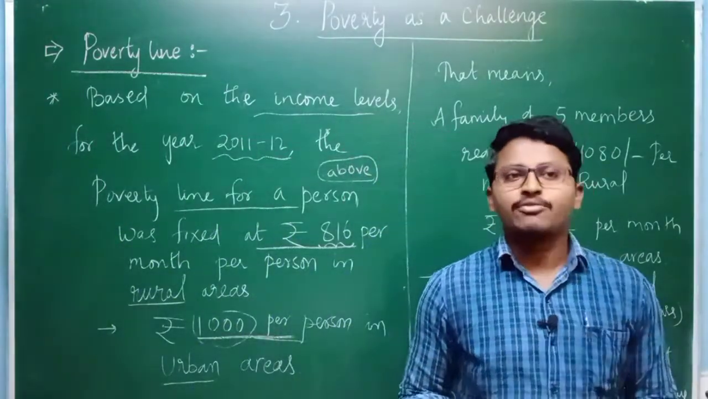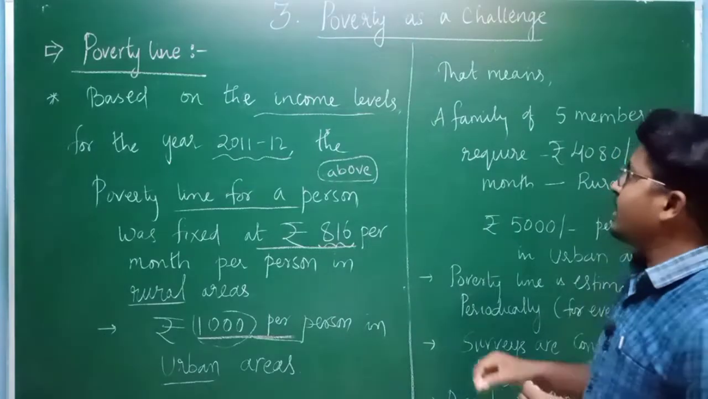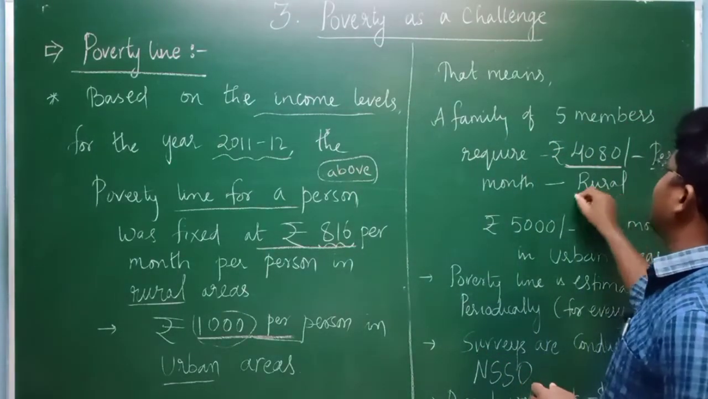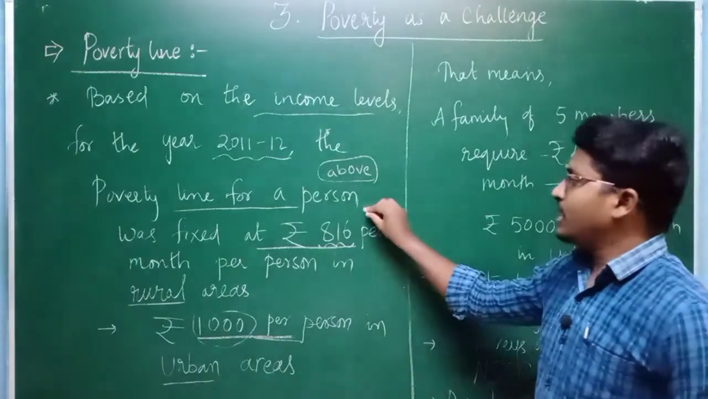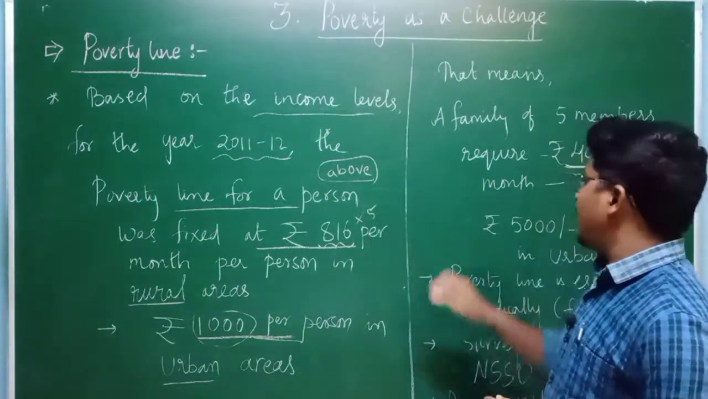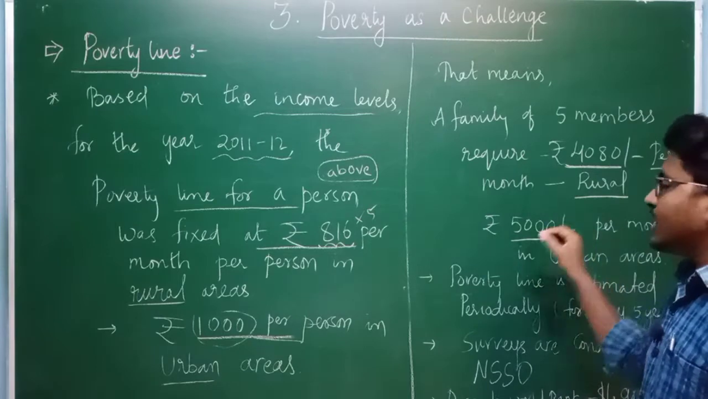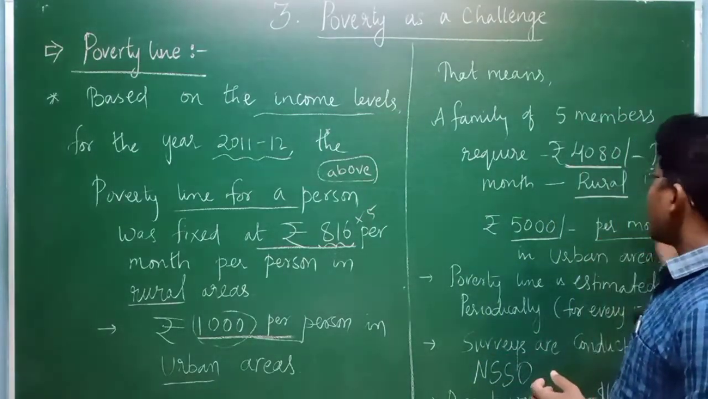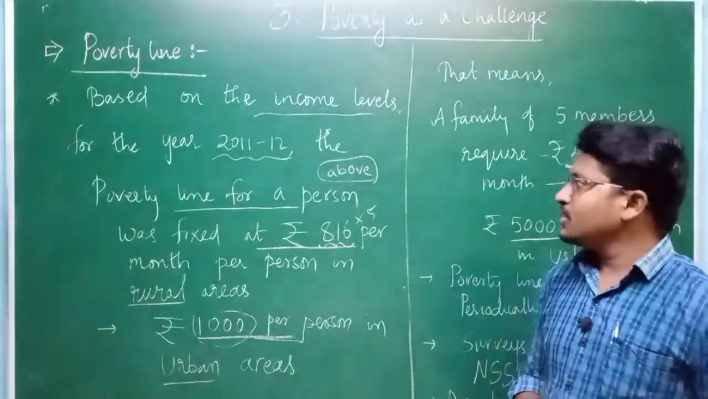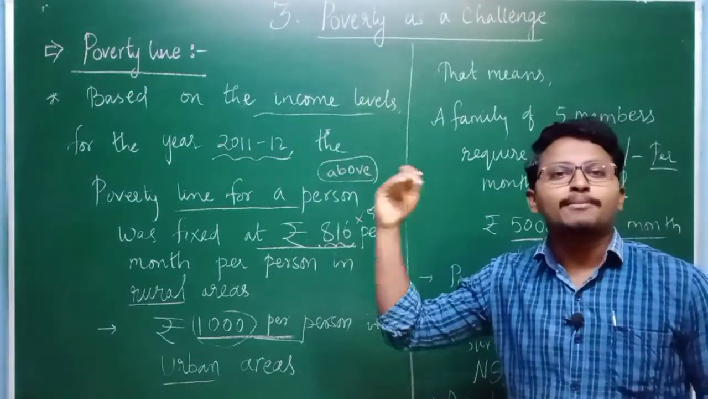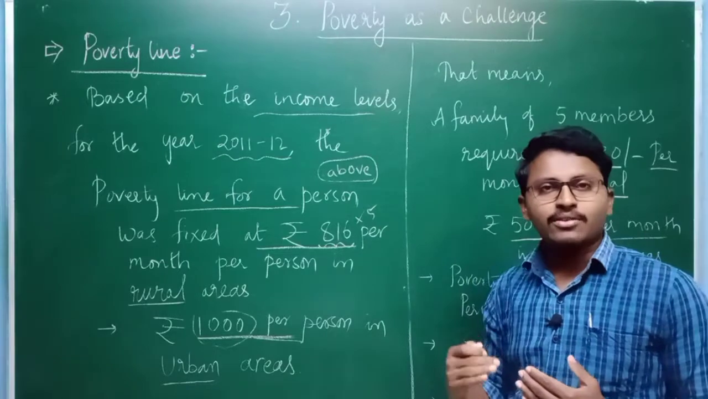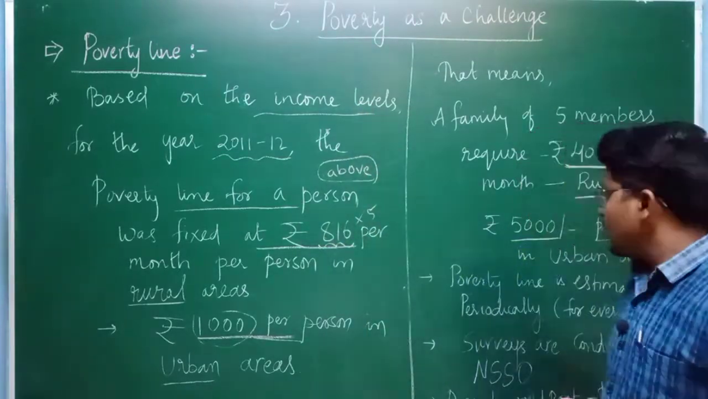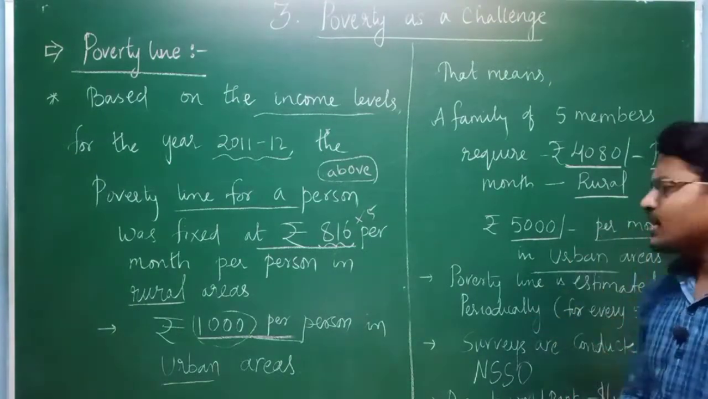Then if you take a family of 5 members, they require at least 4080 rupees per month in the rural areas. That means 816 into 5. In urban areas, they require at least 5000 rupees per month to qualify above the poverty line. That is how we compare whether people are living under or above poverty using these income levels. Then who will calculate this poverty?